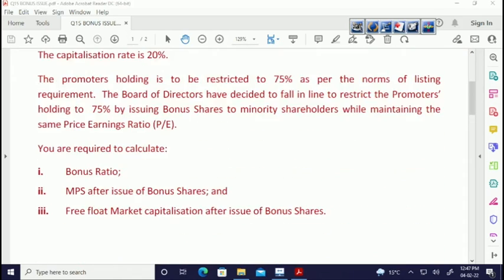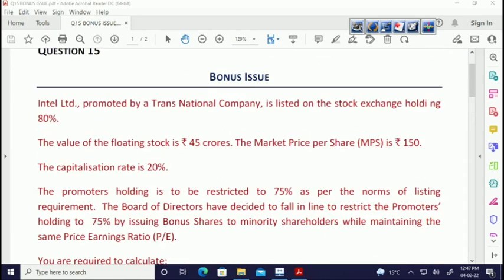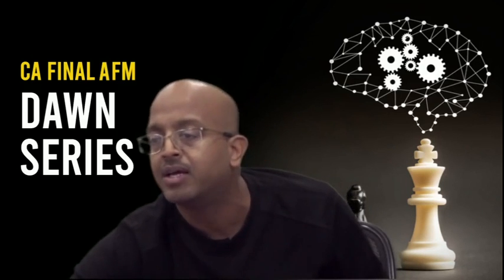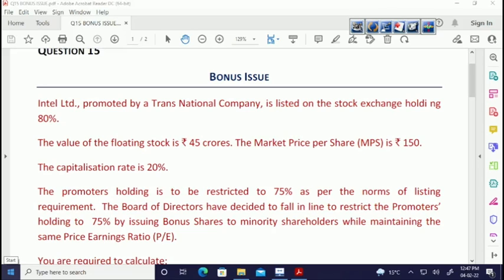This sum is repeated. I think it's the third time the sum came in the exam. So we have done two sums of accounting based valuation, two sums of buyback, two sums of rights issue, one sum of bonus. Let's do one sum on capital structure, because capital structure is a CA intermediate topic. Let's go to the capital structure sum.